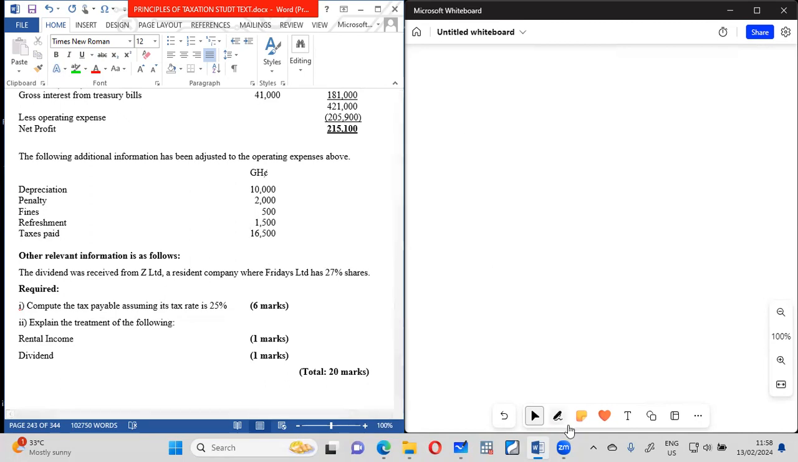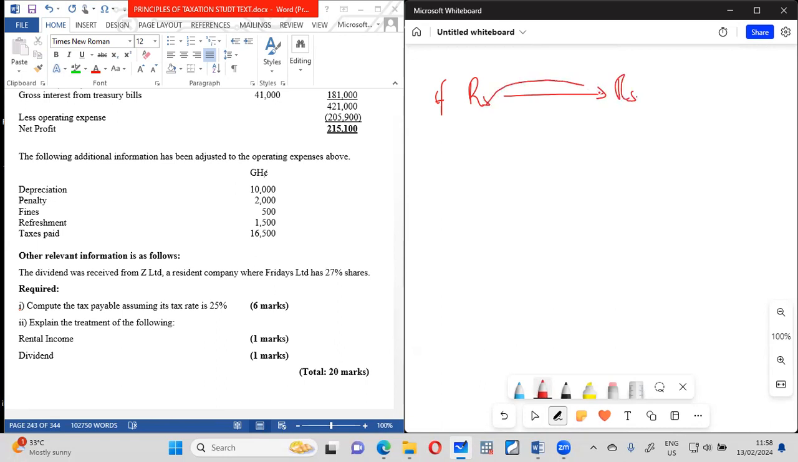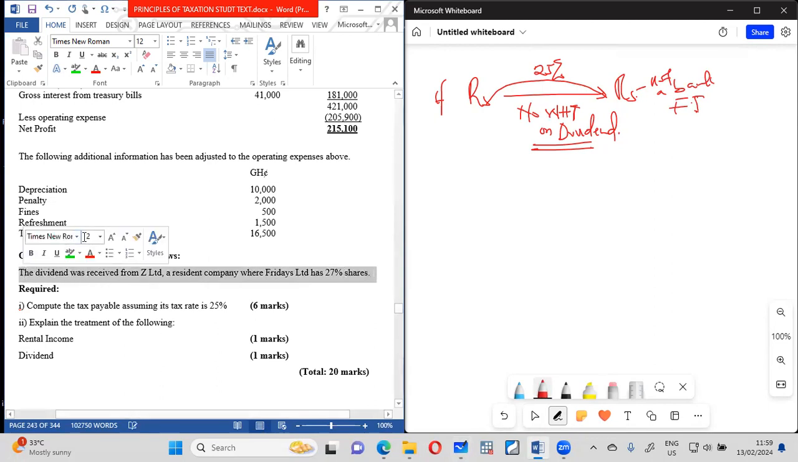Okay, so this is what the law says. It's another thing about business income. If a resident entity invests in another resident entity, whereby his investment in there is more than 25%, he shall not suffer a withholding tax. There will be no withholding tax on dividends received, because both of them are resident, and this is not a bank. It's not a financial institution. So you see this clearly, there wouldn't be any withholding tax. So that is what the examiner is trying to show you.